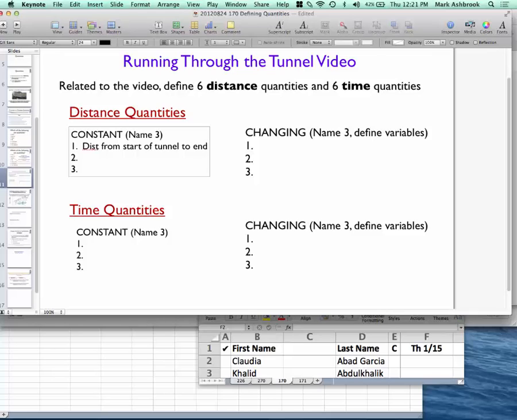Okay, was she specific enough? Distance from the start to the end of the tunnel. Yeah. Is it constant? Does it change? No. Good job. All right, so where is Flora? Okay, tell me another one. Oh, there you are. I'm looking for a constant distance quantity in this situation. What's a distance that stayed constant in this situation? Can you think of one?